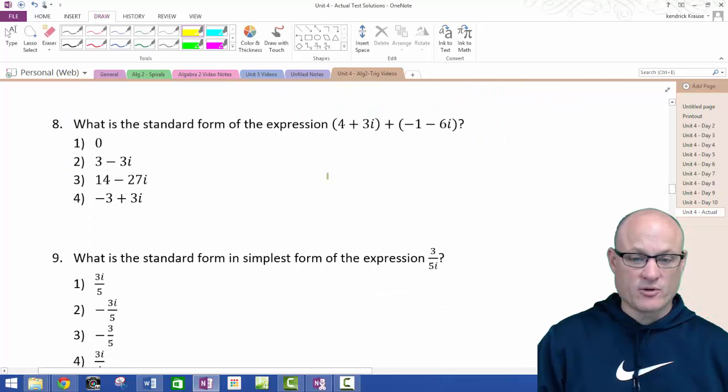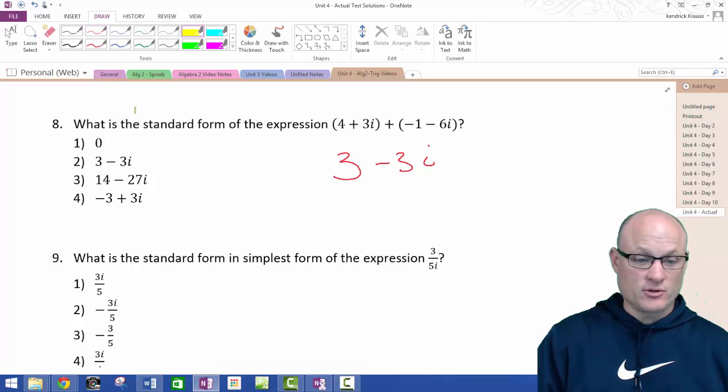What is the standard form of this expression? Ooh, that's tough. 4 and negative 1 is 3. 3i and negative 6i is negative 3i. Boom, there it is. Choice 2.